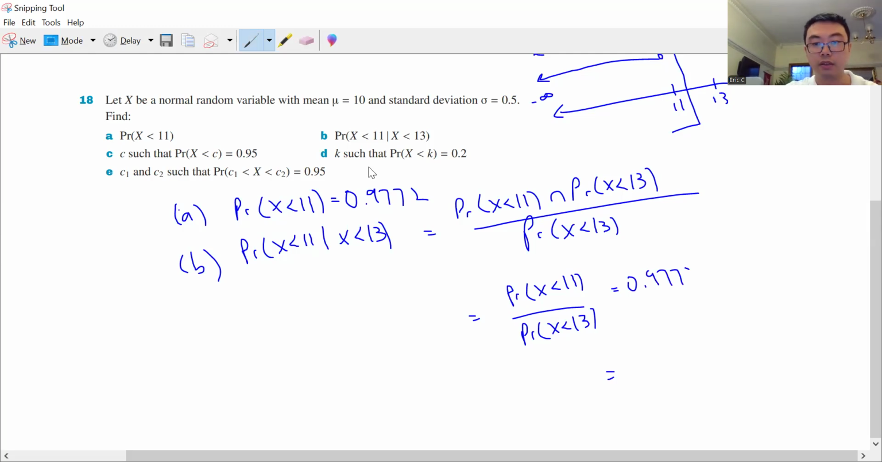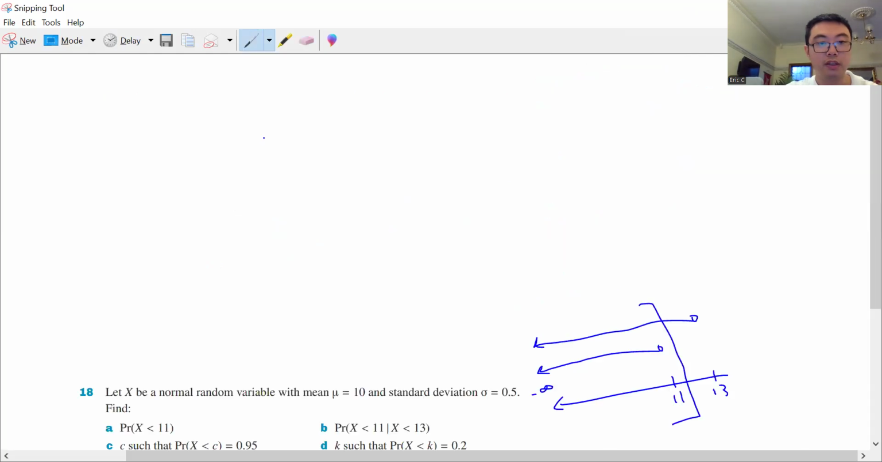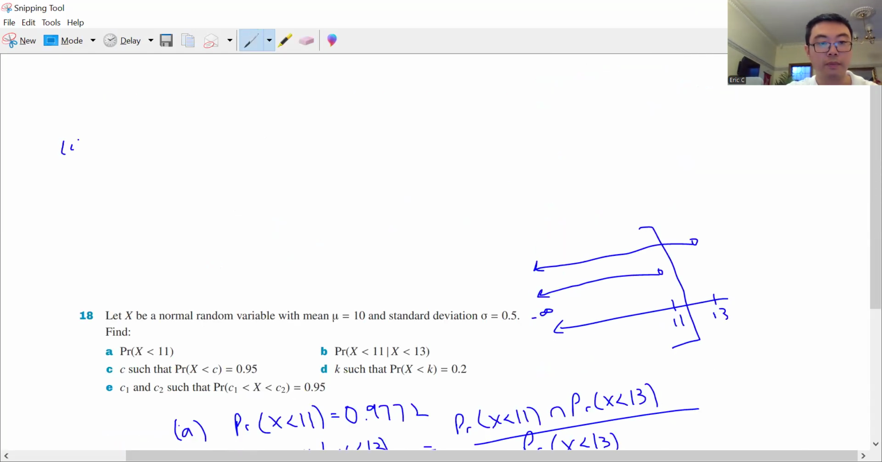Okay, let's quickly clear this error here. All right, so let's go to the next question. Part C is: find C such that the probability of X is less than C is equal to 0.95. So what we want to do now is use inverse norm to find what C is.